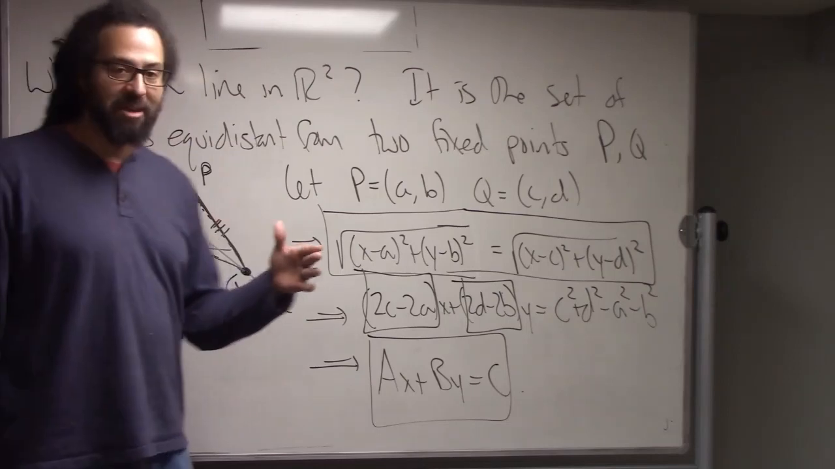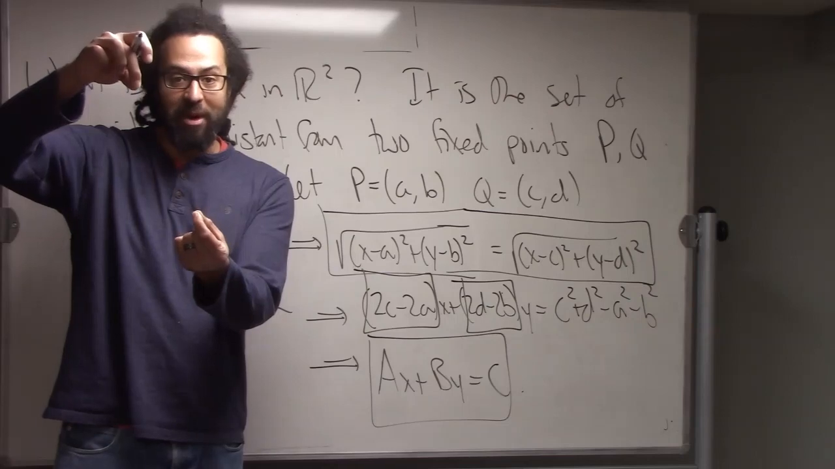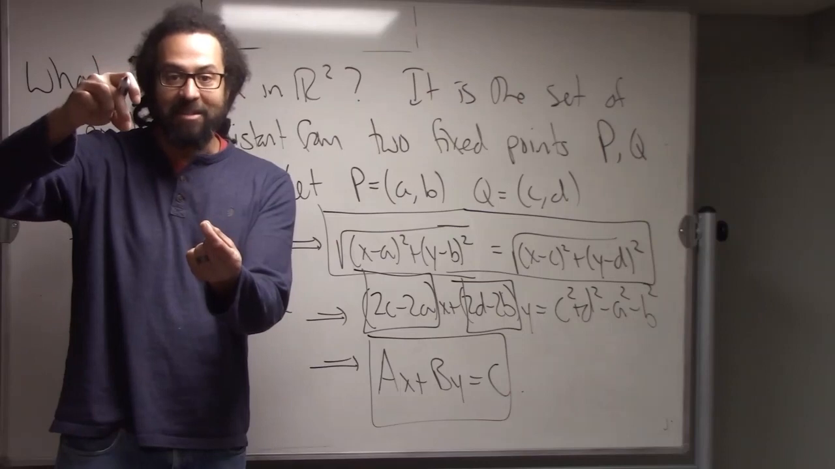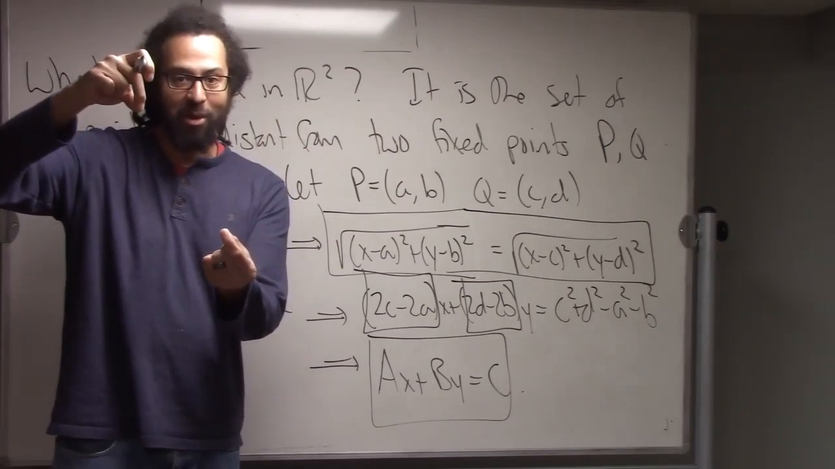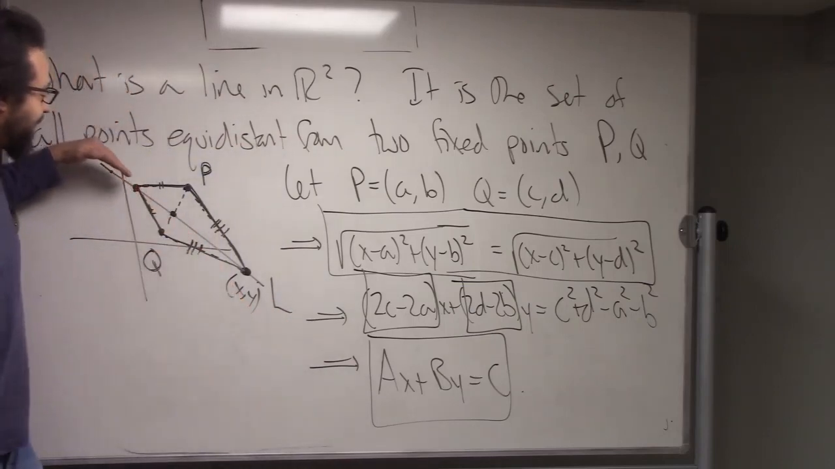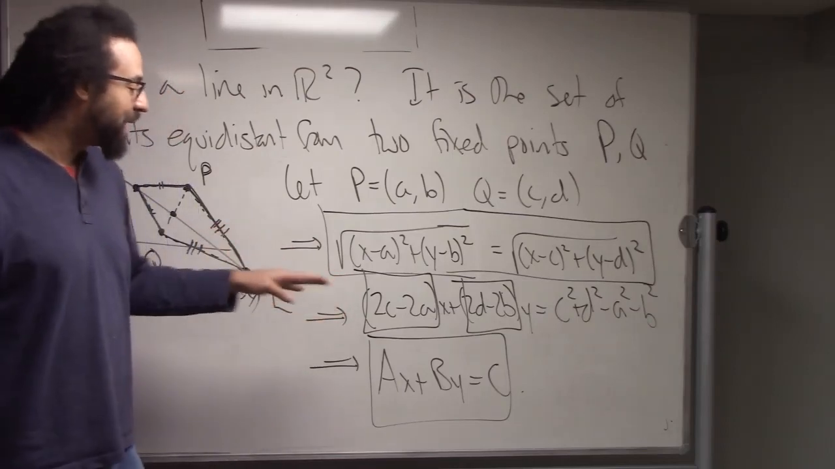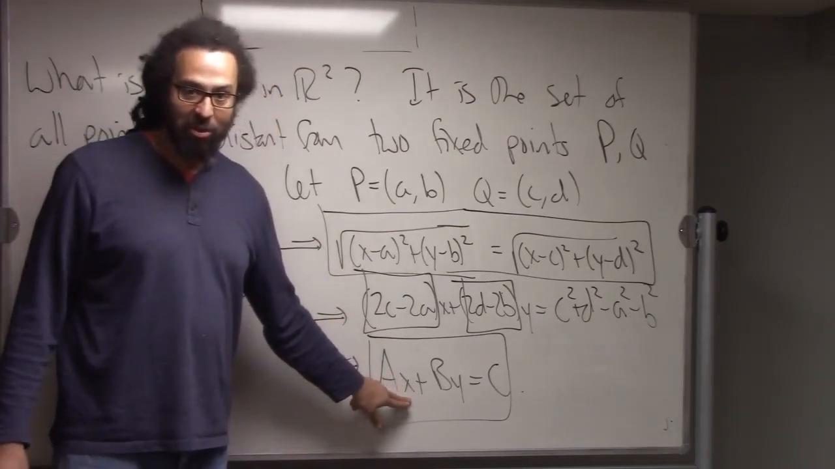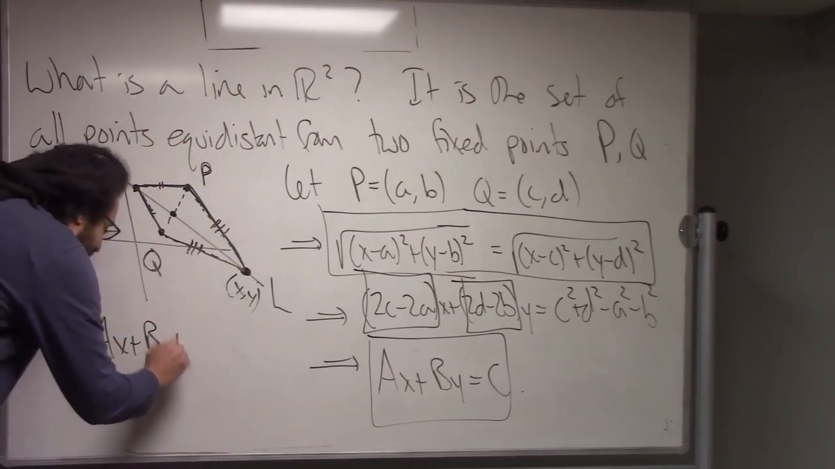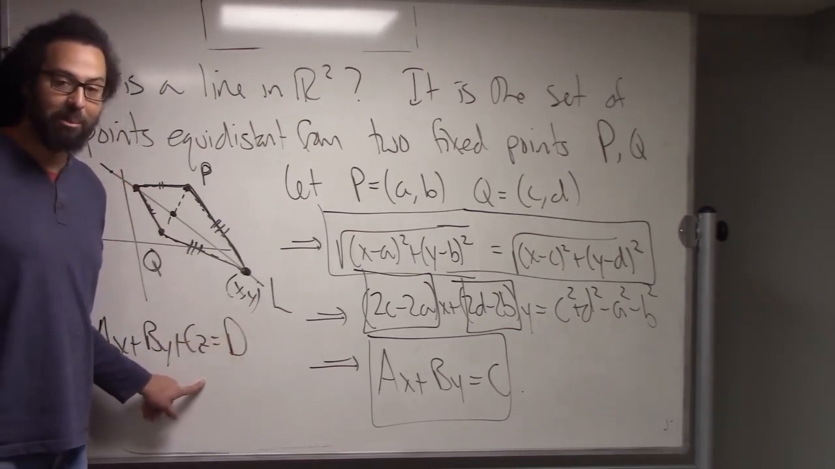And so you can define a plane in R3 the same way. You take 2 points in space and then collect all of the points in space that are equidistant from these 2 points, right? So that's going to sweep out a plane in R3 the same way these points will sweep out a line in R2. So that's where the equation of a line in R2 comes from, and that's where the equation ax plus by plus cz equals d comes from for a plane in R3.